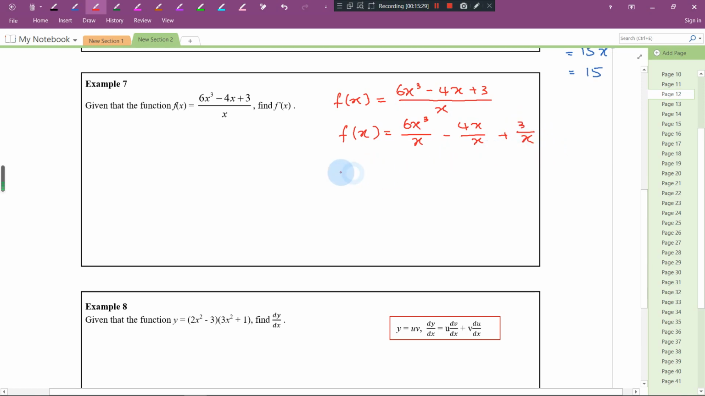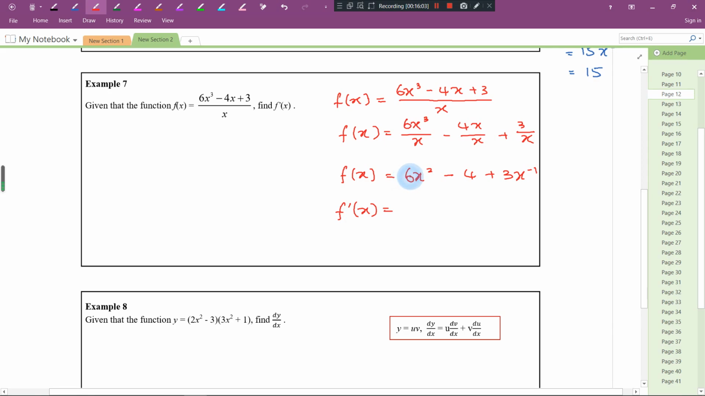Okay, and then we try to simplify them. 6x squared minus 4 plus 3x to the power of negative 1. Okay, now I have a few terms here separated by minus and plus signs. Then it will be very easy for us to find the first derivative. We just differentiate every single term here using the formula that we learned just now.